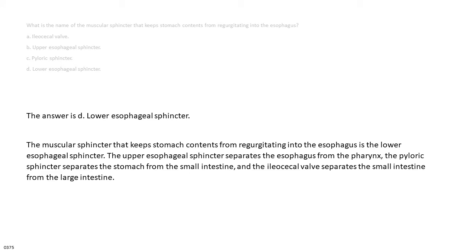The answer is D. Lower esophageal sphincter. The muscular sphincter that keeps stomach contents from regurgitating into the esophagus is the lower esophageal sphincter. The upper esophageal sphincter separates the esophagus from the pharynx, the pyloric sphincter separates the stomach from the small intestine, and the ileocecal valve separates the small intestine from the large intestine.